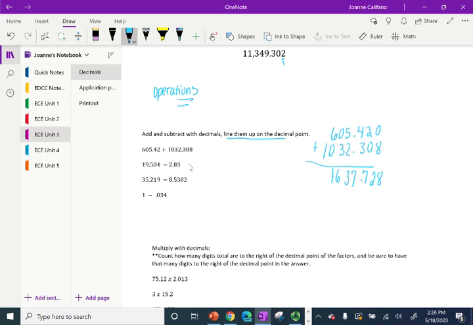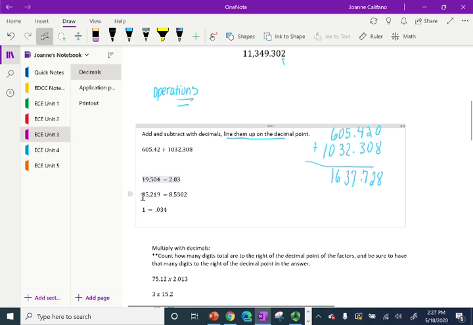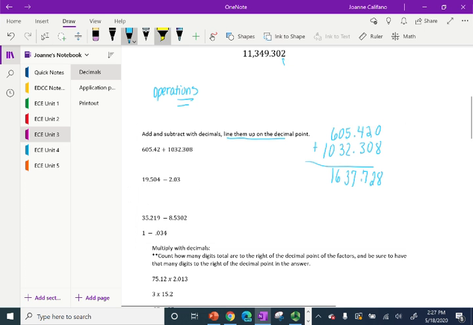You have to be a little more careful with our subtraction problems. I might need a little more space for these. Let me space this out on the page here. Our decimal points, again, are lined up the same way. We have 19,504 subtract 2.03. Now when I'm doing this by hand, again, we can add an extra 0 here. In this particular place, it doesn't really matter.